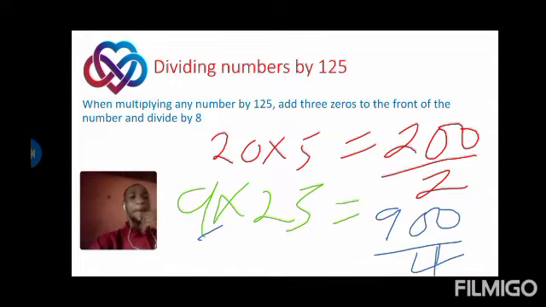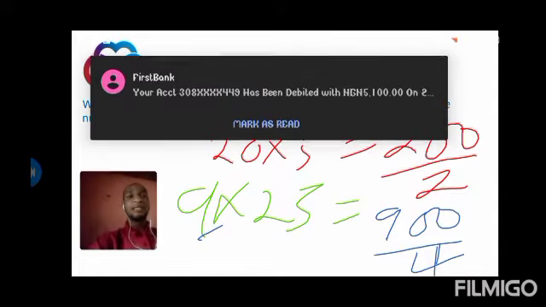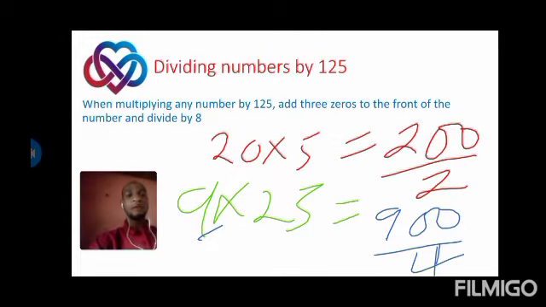When multiplying any number by 125, add 3 zeros to the front of the number. I'm counting towards the right, so I see it as front. In layman's understanding, add it to the back of the number. So I'm going to add 3 zeros to the back of the number and divide the number by 8. Get it? Add 3 zeros to the back of the number and divide the number by 8.